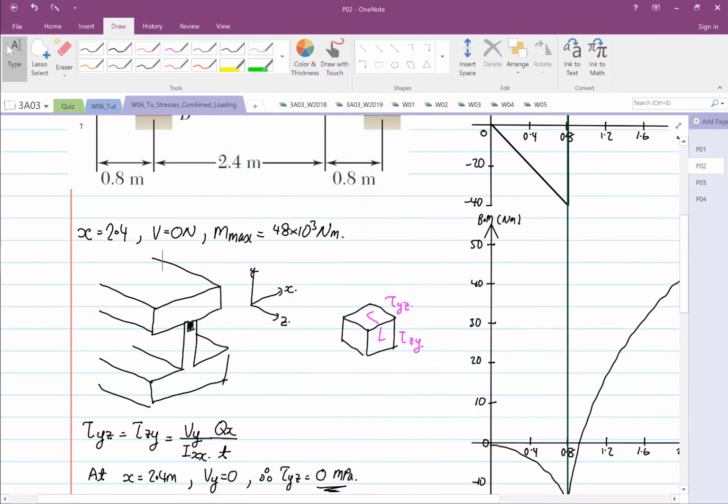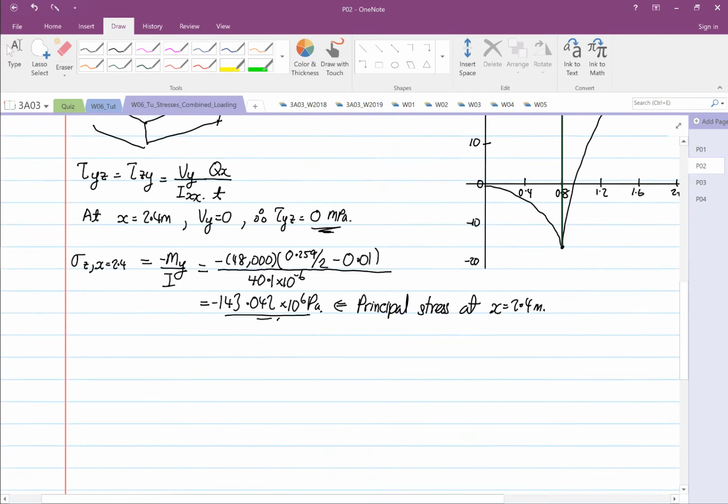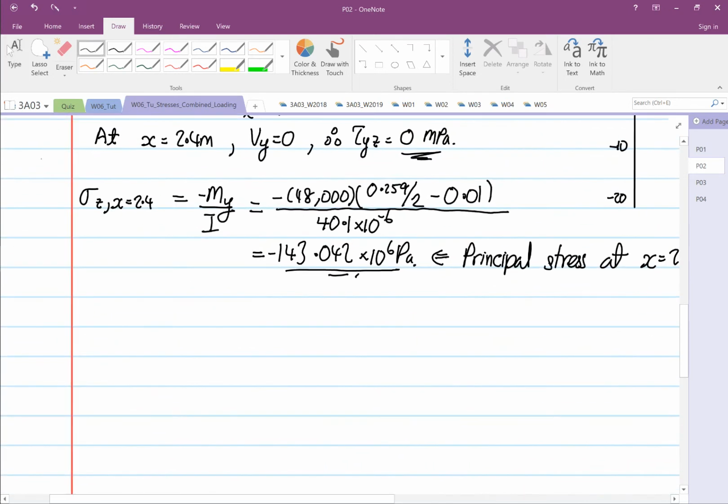Okay, so this is a continuation. We are still going to analyze when x is equal to 2.4 meters, and now we're going to test over there. What we are trying to do now is find the normal stress σz maximum when x is equal to 2.4.